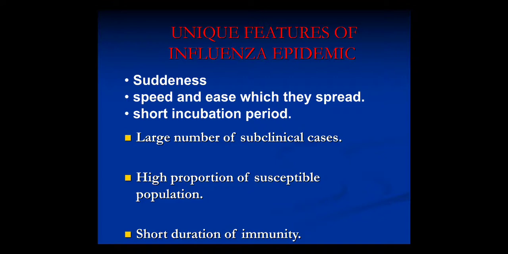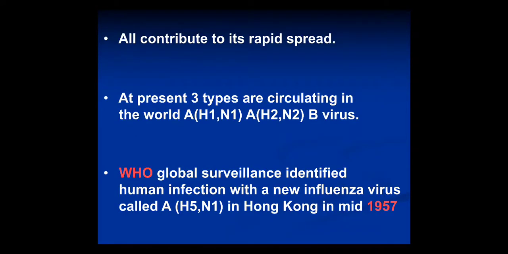Now, when you ask who is susceptible, everyone is susceptible, right? And short duration of immunity. As of now, once a patient gets a COVID-19 case, the immunity is not yet confirmed. Maybe there is a short immunity, but there are also reported cases of reinfection of COVID-19. So we are not sure about that. Again, here also in influenza, there is a short incubation and short immunity. All of this contributes to its rapid spread.